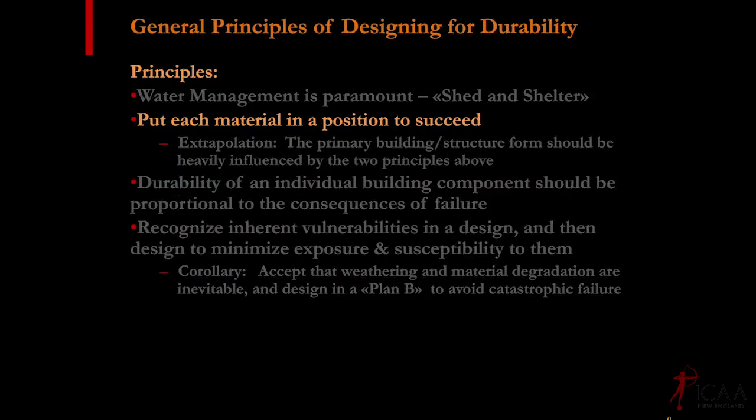The second principle is to put each material in a position to succeed. We saw with the English precedent and the Tudor and Elizabethan architecture that it's not always about using all the best materials all the time. It's not about building everything out of granite, but the materials you have, use them and detail them and position them and design the enclosure in such a way that they're positioned to succeed.